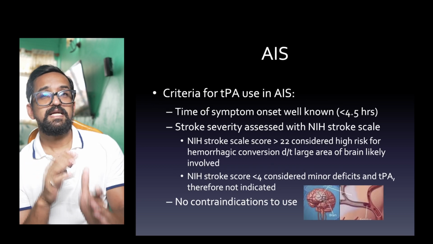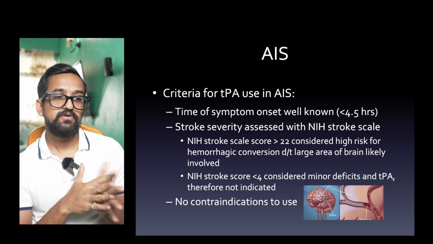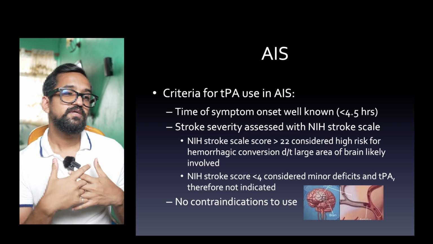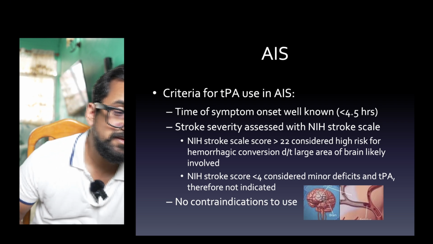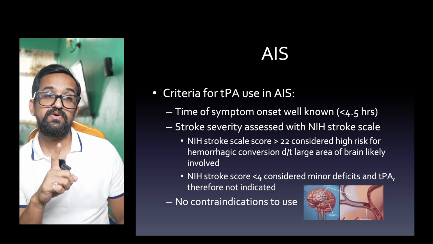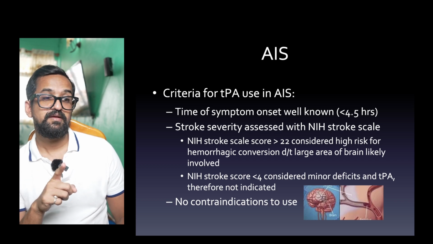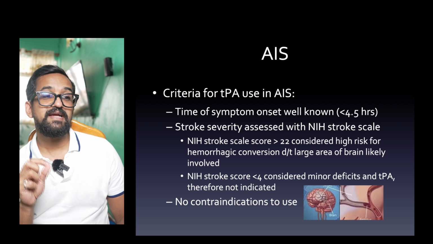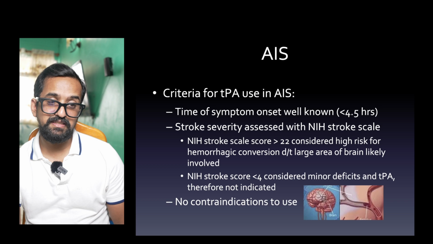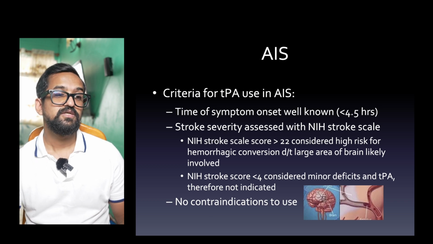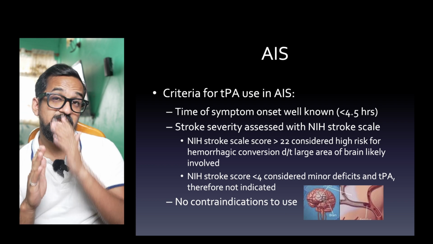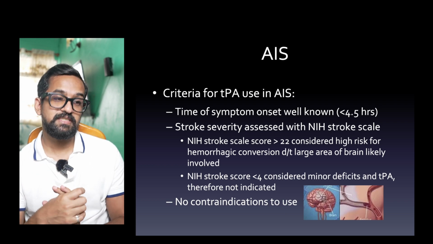Now, let's talk about acute ischemic stroke. You know the time of onset is what? Less than 4.5 hours, right? Now, stroke severity is assessed with the NIH stroke scale. An NIH stroke scale of more than 22 is considered high risk for hemorrhagic conversion, and a large area of brain is likely involved. If the NIH stroke scale is less than 4, consider it a minor deficit and TPA is therefore not indicated. So anything between 4 to 22 on the NIH score, you should be thinking about thrombolytics in such patients.